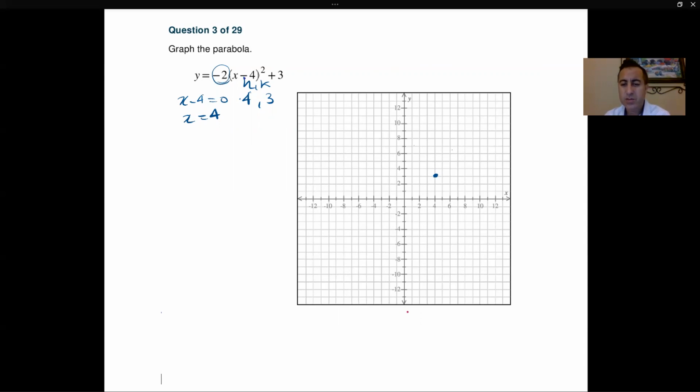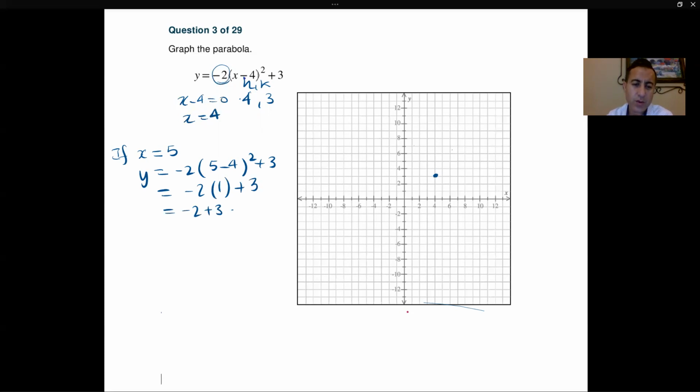You would ask what values to take. It doesn't matter, but stay close to the vertex so the points fit in the frame. So if x is, let's say, 5, then y is going to be -2 times (5 minus 4) squared plus 3, which is -2 times 1 squared, just 1, plus 3, so -2 plus 3, which is 1. So if x is 5, then the value of y is 1.